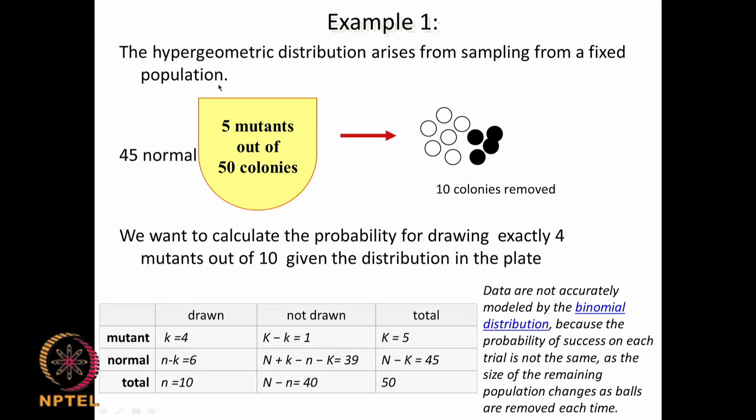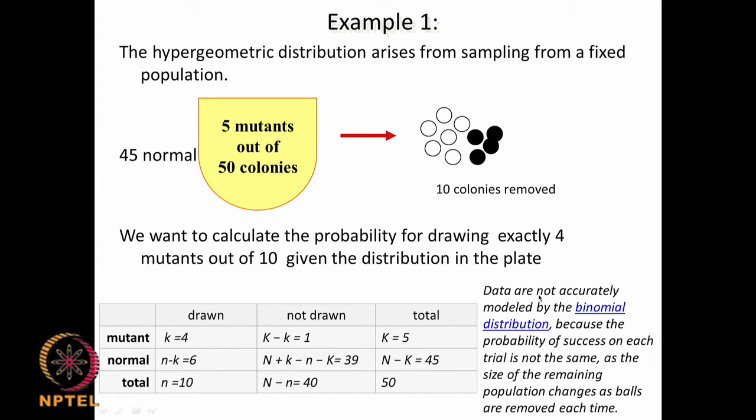Let us look at a problem. So, it arises because of sampling from a fixed population. So, imagine there are 50 colonies, okay, which have 5 mutants. So, 45 of them are normal, okay. Now, I have removed 10 colonies from this lot, and imagine there are exactly 4 mutants out of this 10. So, 6 of them are normal. So, we have drawn 10, 4 of them are mutant, normal is 6, okay. Total has 5 mutants and 45 normal, and the total is 50, okay.